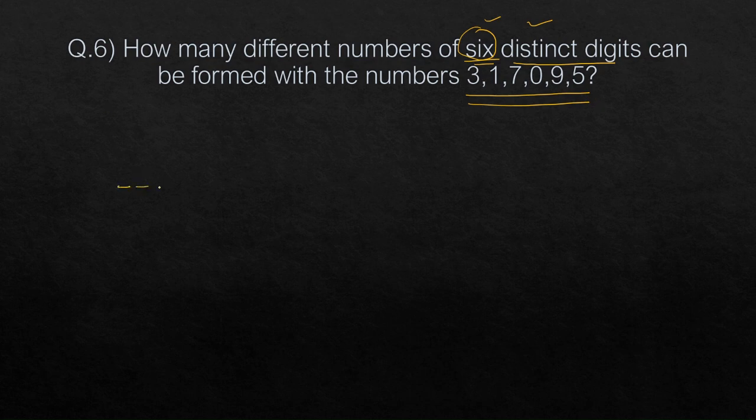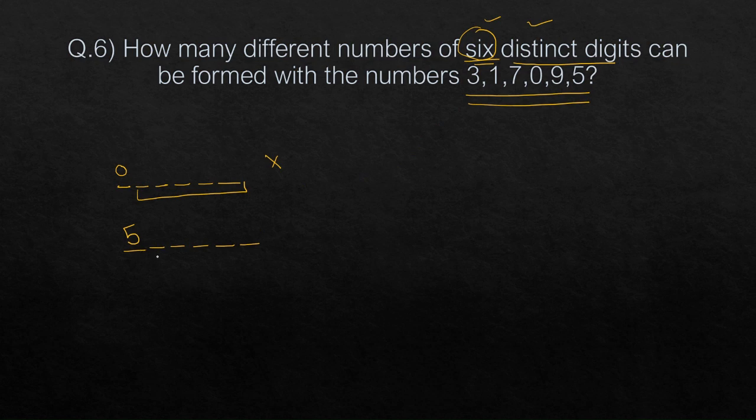So let us draw 6 dashes here. In the first dash, can we fill any of the 6 digits? We cannot, because if we put 0 here, then the number will become a 5-digit number. But what we need is a 6-digit number. So what we need to do is, we have only 5 options for the first place, and that is the reason why we write here 5. 3, 1, 7, 9 and 5 are the only options available for this dash.